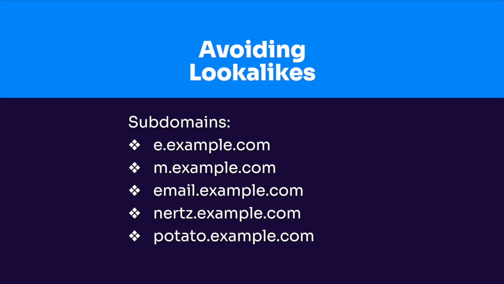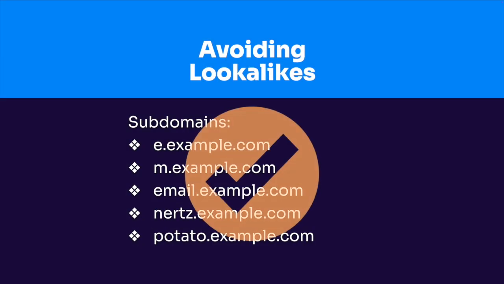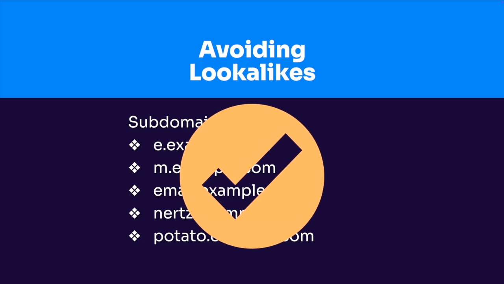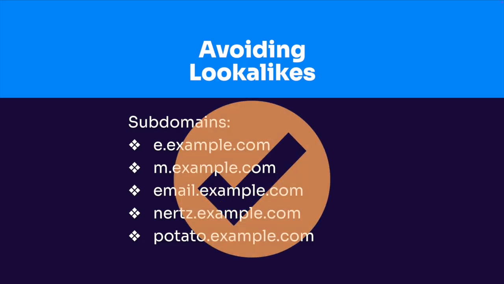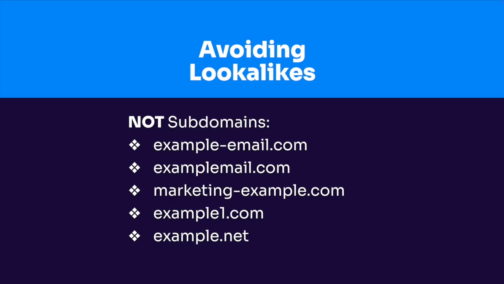Here are examples of actual subdomains. We got e.example.com, m.example, email.example, even nerds or potato.example.com. These are all subdomains under example.com. Everything rolls up to the domain example.com. We know that example.com, assuming all of the authentication and DNS bits are correct, is responsible for everything underneath that: all of the subdomains, all of the hosts, all of the activity, everything found in DNS for all of those. And now look at these other ones.